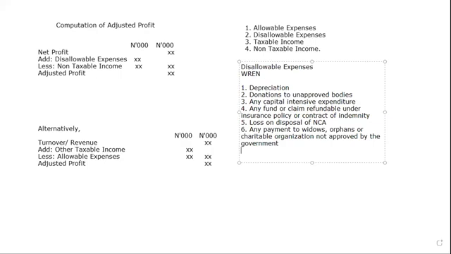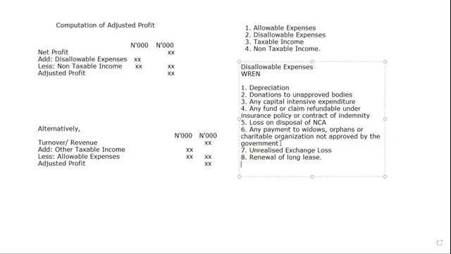Then we have unrealized exchange loss. We have renewal of long lease, etc. As we solve questions, we'll come across the other items. Right.